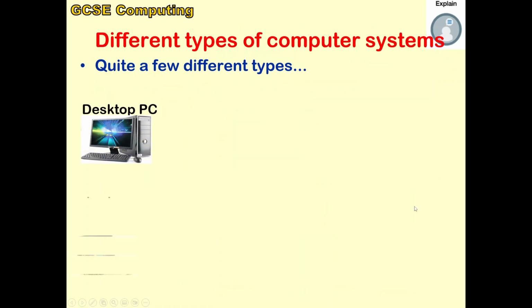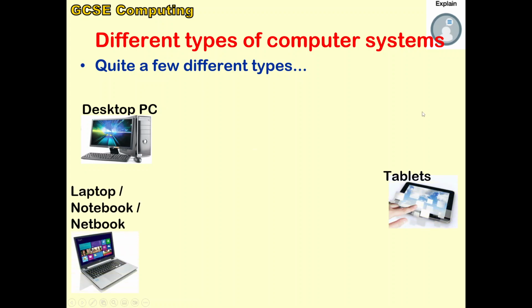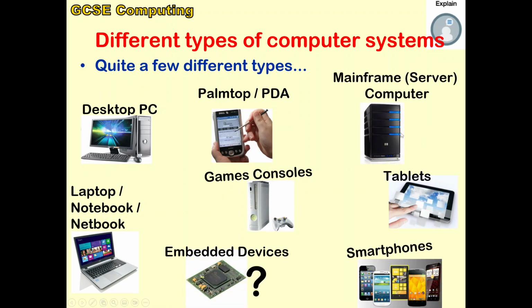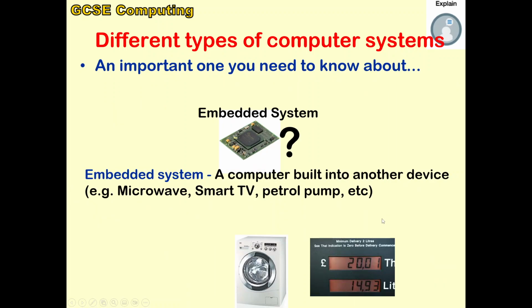There are different types of computer systems that we talked about in the very beginning. Desktop PCs, tablets, notebooks, games consoles, servers, smartphones, and one specific type of computer system called an embedded device. So this is an important one because they could specifically ask you about this. An embedded device is a different version of a computer system. It is a computer system that is built into another device. For example, a microwave, smart TV, petrol pump, anything with a computer built into it.